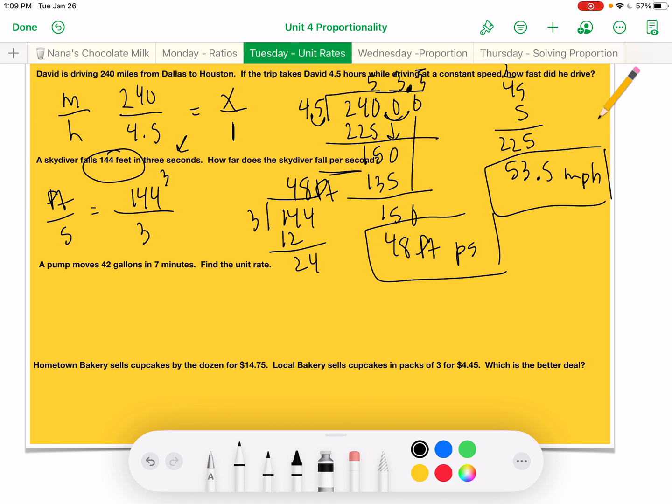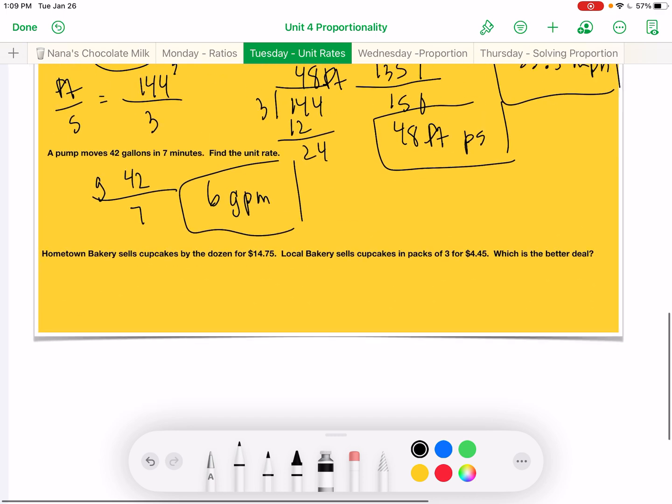A pump moves 42 gallons, so the gallons is on top, in 7 minutes. Find the unit rate. 42 divided by 7 would be 6 gallons per minute. Our last question.